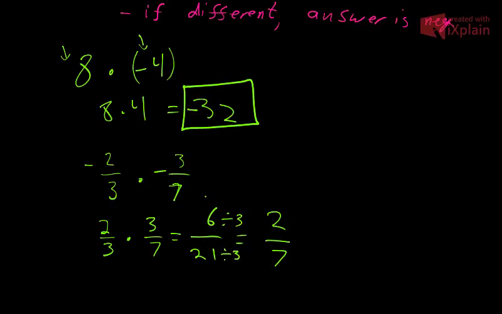And now that I have 2/7, I should go back and check the signs. I've got a negative sign here and a negative sign here. Both of those are negative, so they're the same, which means I end up with a positive number. And just like that, I'm good to go with positive 2/7.